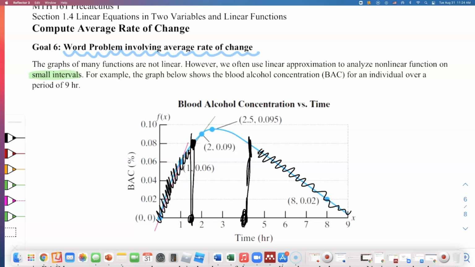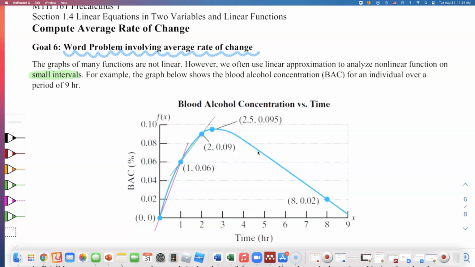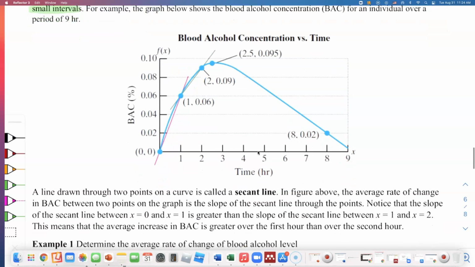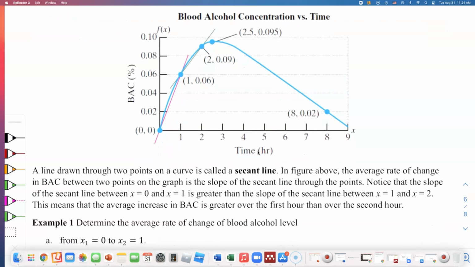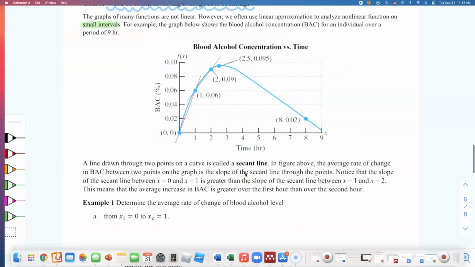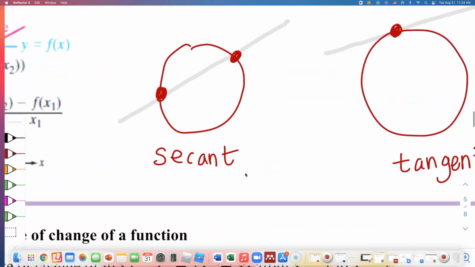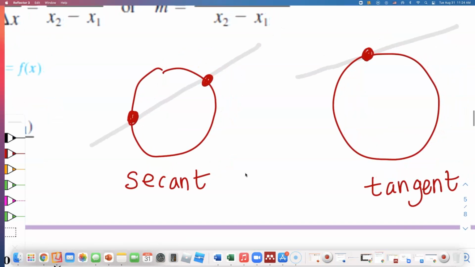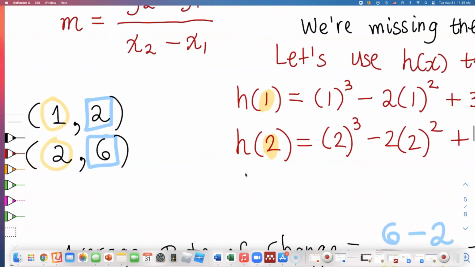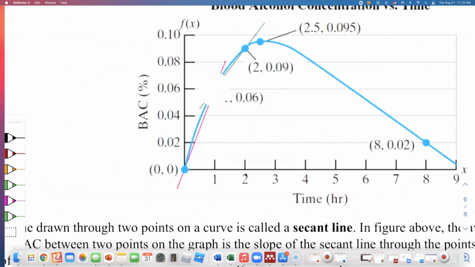But all right, what am I doing? Let me erase this. Let's just answer what they are asking for here. It says a line drawn through 2 points on a curve is called a secant line, and that's something we talked about during class. If a line goes through 2 points, we call that a secant line. If it just goes through 1 point, we call that a tangent line. So if you draw point 1 and point 2 and draw a straight line through them, we have a secant line. We can find the slope of the secant line to do a linear approximation.